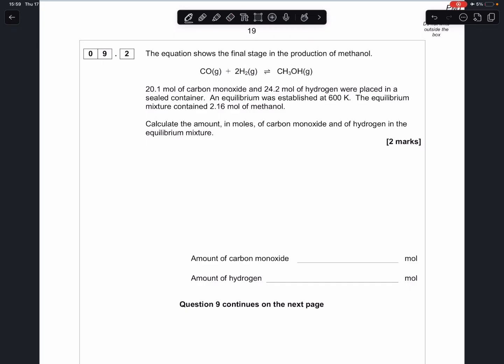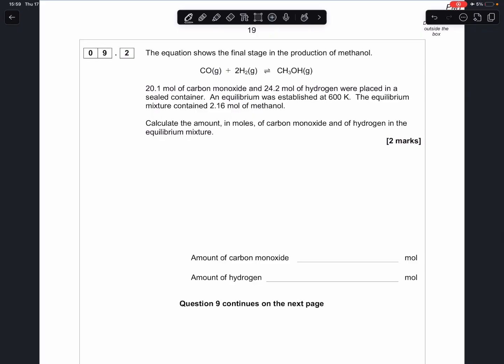20.1 moles of carbon monoxide and 24.2 moles of hydrogen were placed in a sealed container. An equilibrium was established at 600 Kelvin. The equilibrium mixture contained 2.16 moles of methanol. Calculate the amount in moles of carbon monoxide and of hydrogen in the equilibrium mixture.